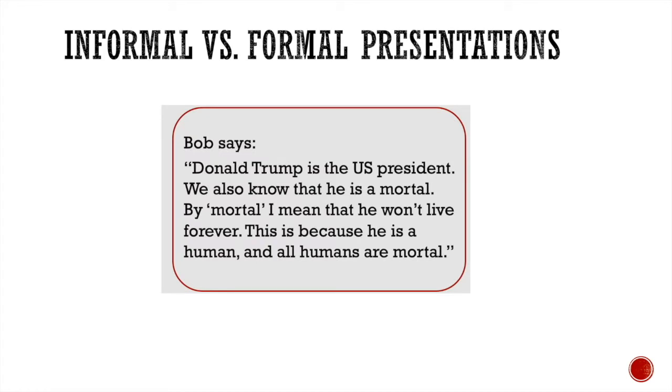So now we're going to see how we can change an informal argument into a formal one. We're going to do it with this example. Bob says, Donald Trump is the US president. We also know that he is a mortal. By mortal, I mean that he won't live forever. This is because he is a human, and all humans are mortal. So the question is, how do we change this informal presentation into a more formal one?